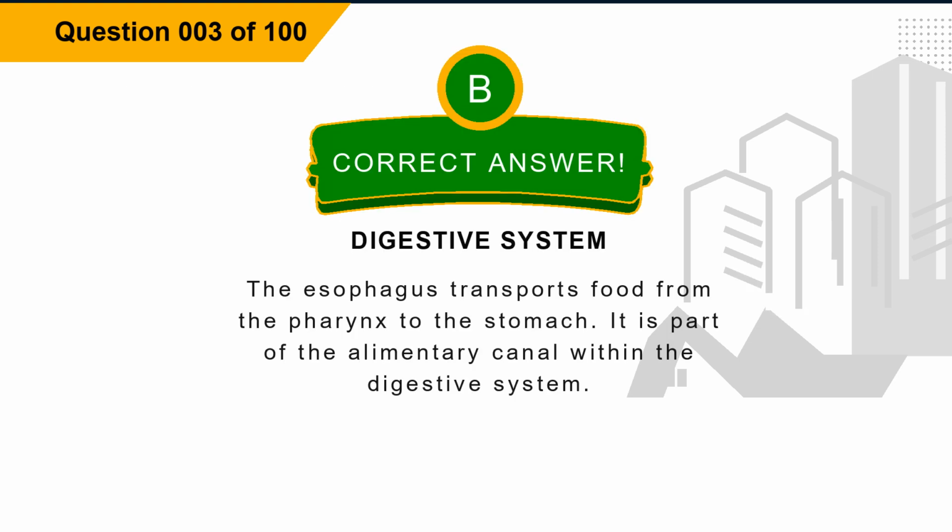Digestive system. Explanation. The esophagus transports food from the pharynx to the stomach. It is part of the alimentary canal within the digestive system.